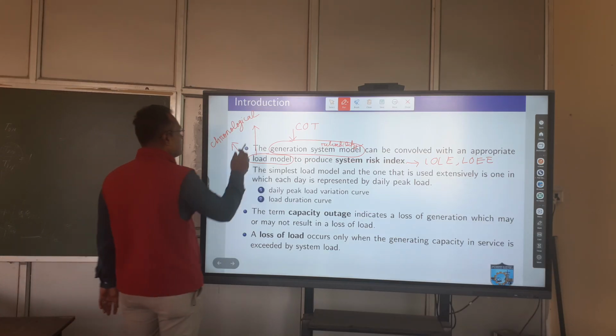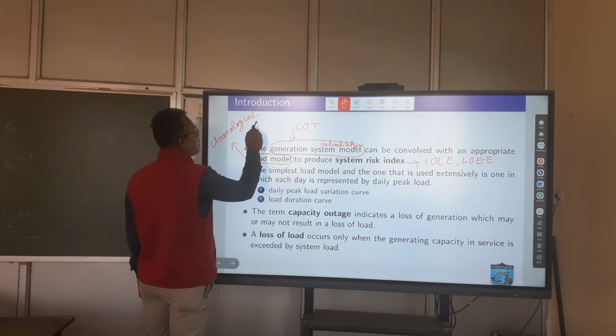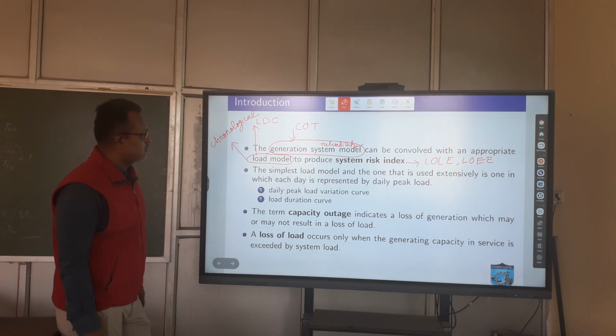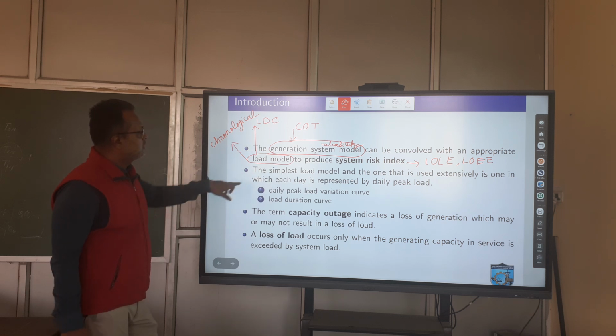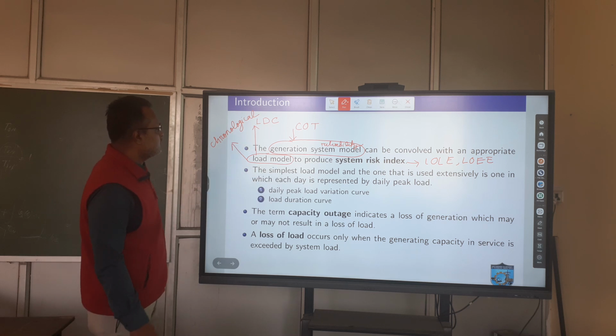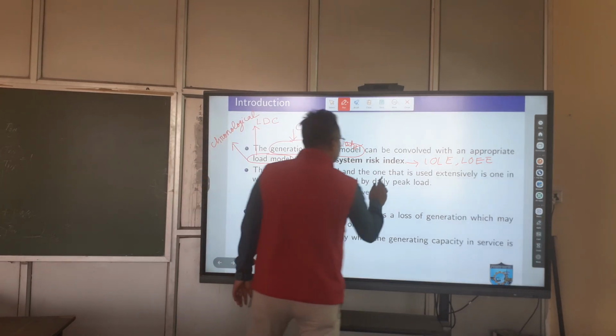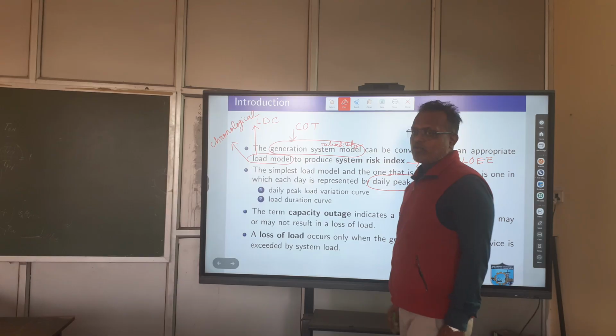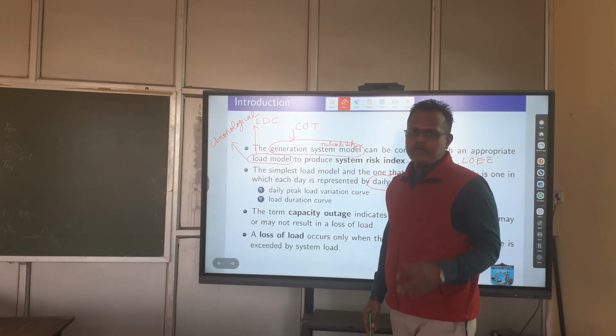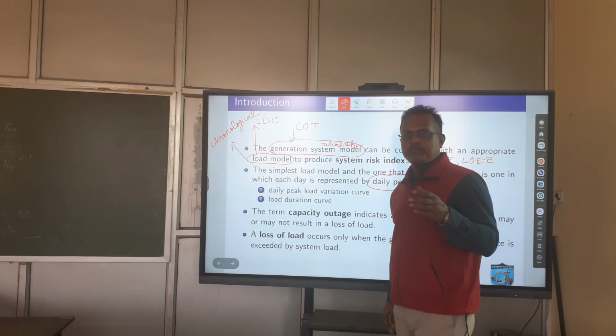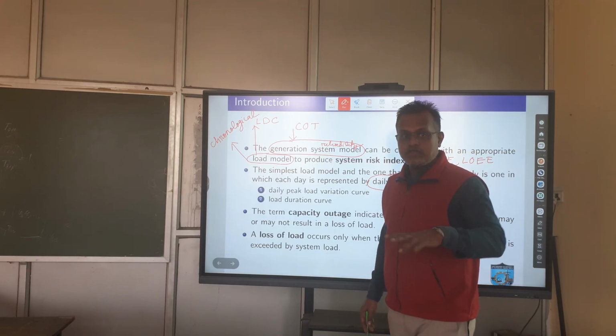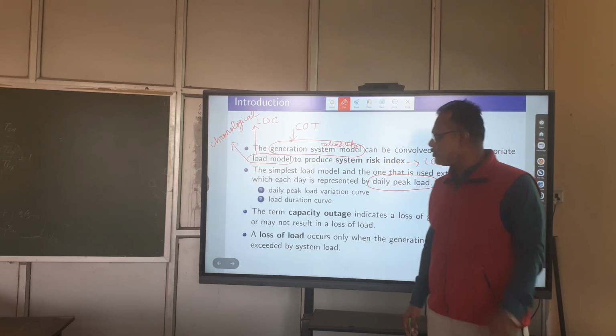The other type of load is known as using load duration curves. Load duration we will see in detail in the further slides. The simplest load model, and the one very extensively used, is where each day is represented by the daily peak load. See, in this case we are not plotting the load curve. Rather, we are interested in the peak load because our objective is whether the peak load will be met or not. It is not about energy here.